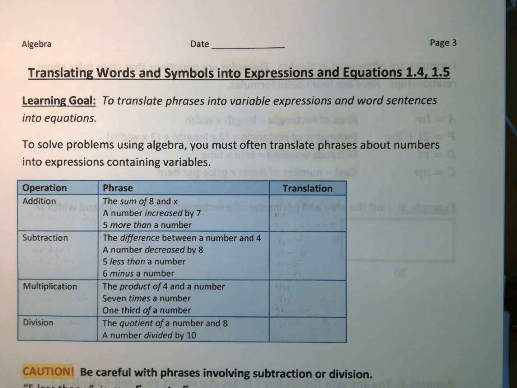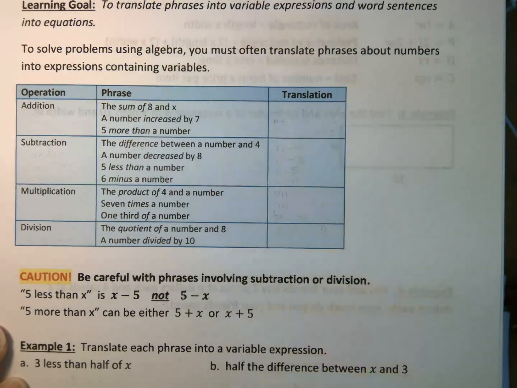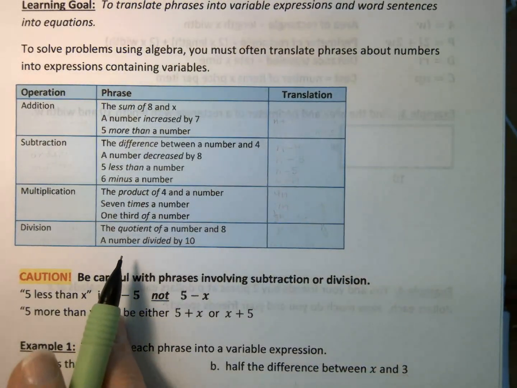Okay, so today's lesson is on translating words and symbols into expressions and equations, and we will be translating phrases into variable expressions and word sentences into equations. To solve problems using algebra, you must often translate phrases about numbers into expressions containing variables. So we have this lovely chart here. We're going to go over some more common phrases.